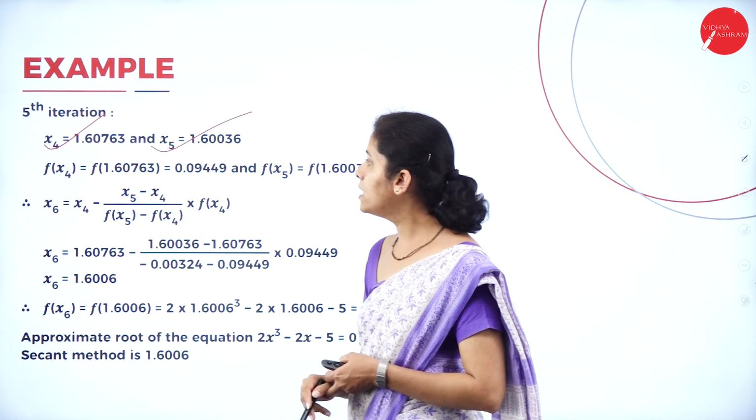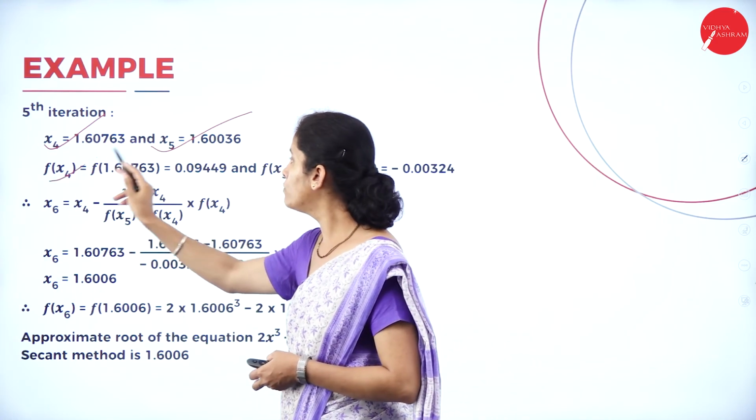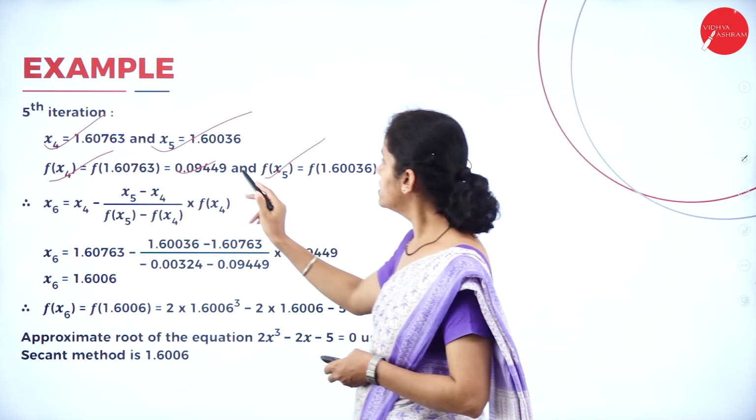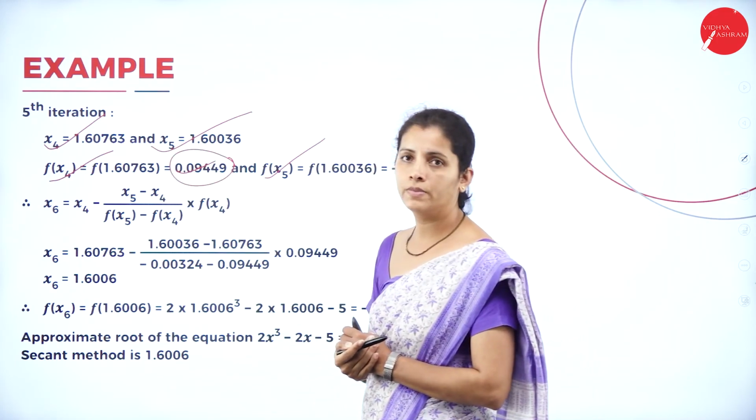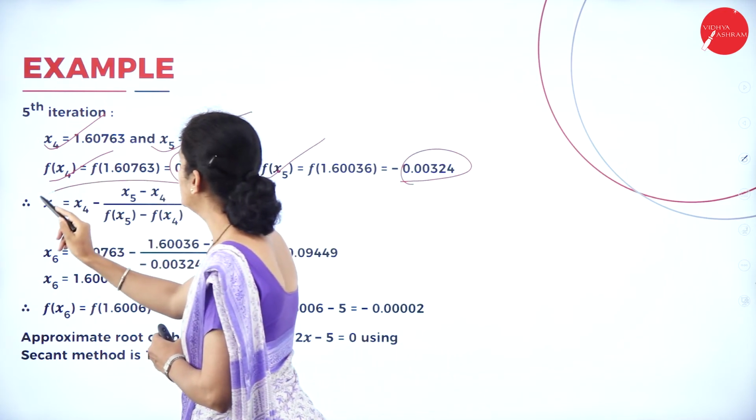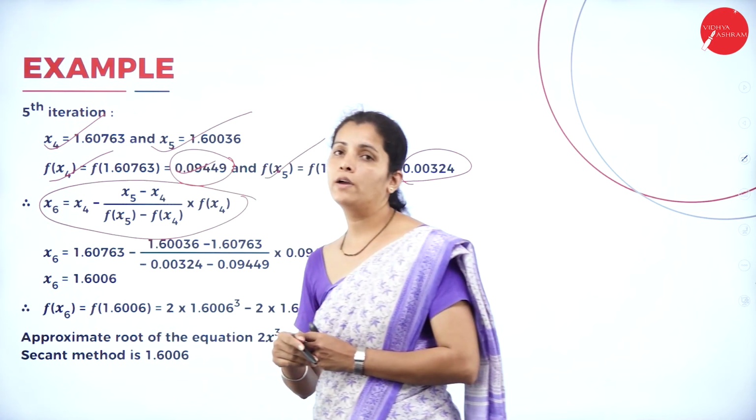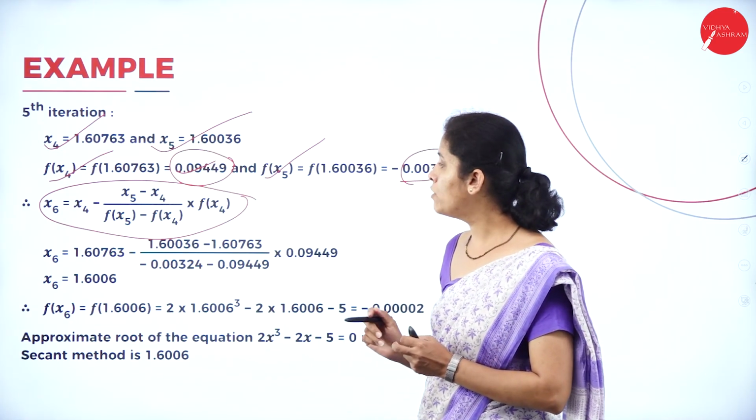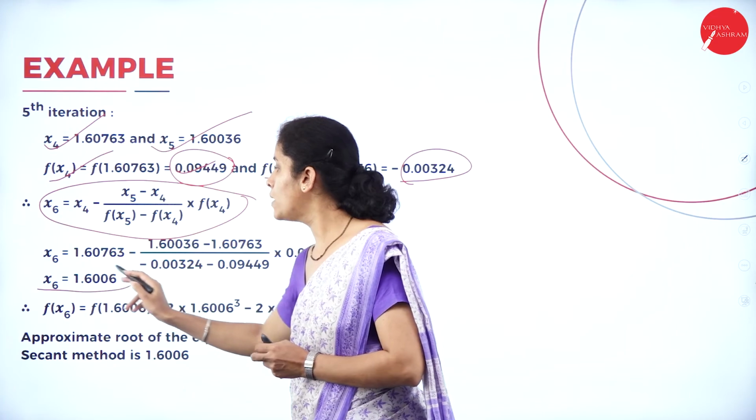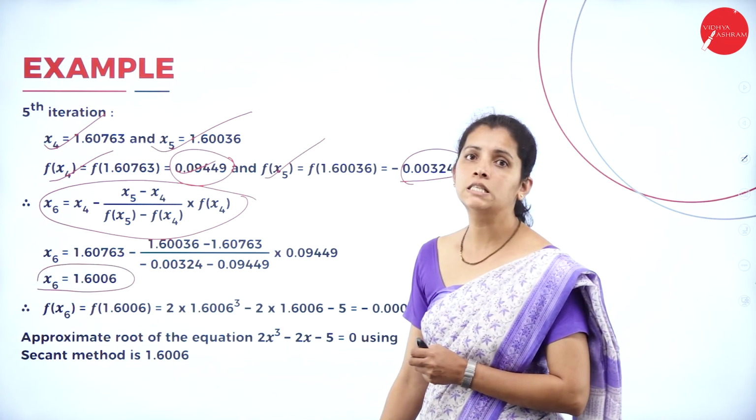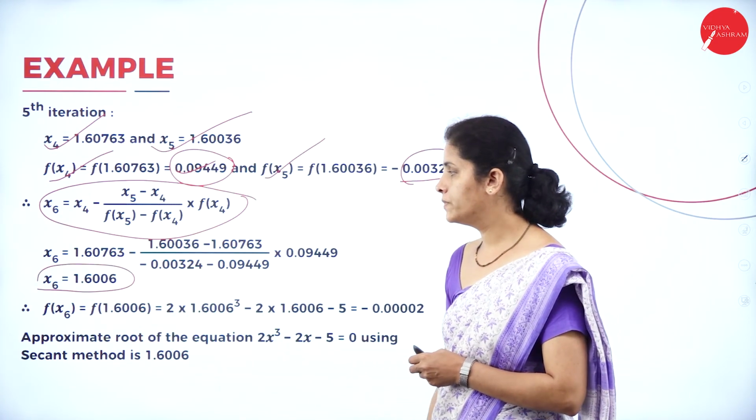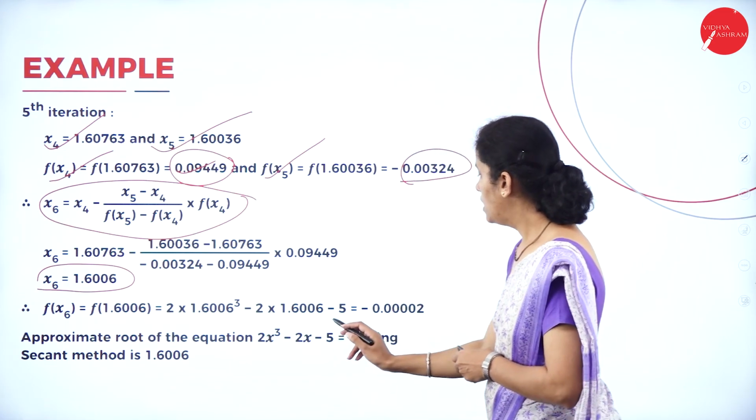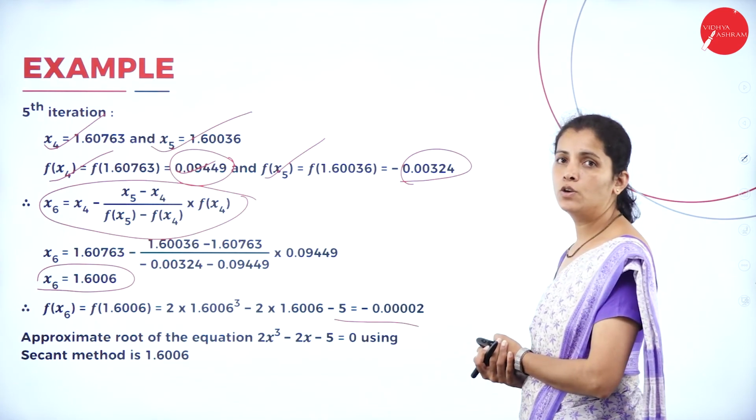Now, dear student, in my fifth iteration, see here, I have x4 and I have x5. Now, I want to find out f of x4 and f of x5. So, I got the answer here. Now, I have the secant method formula. So, what I want to do, I just want to substitute the formula. After substituting the formula, my x6 value is 1.6006. And if I take f of x6, I'll get the answer minus 0.00002.